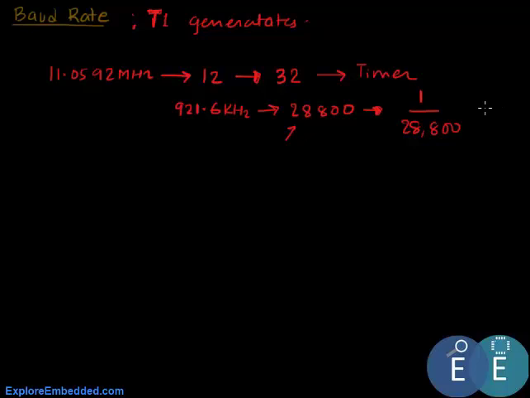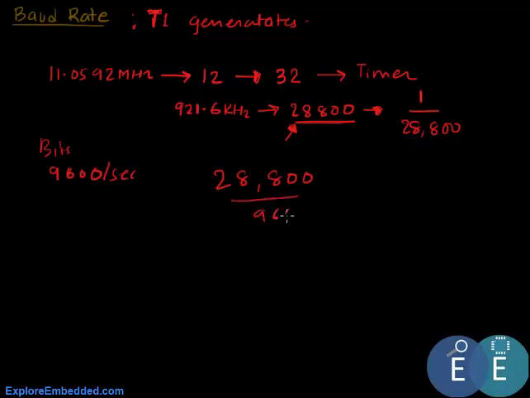Now we can find out what the time is, but we need not do that, because what we need is a frequency itself. Say we need to configure it as 9600 bits per second. If we take this frequency, this is 28,800 and what we need is 9,600. So if we divide 28,800 by 9,600, what we get is 3.